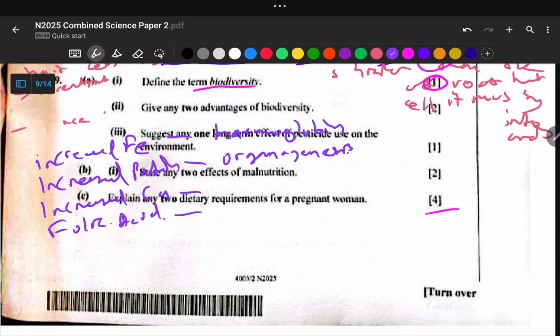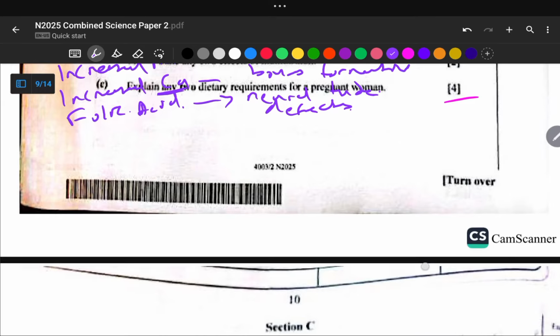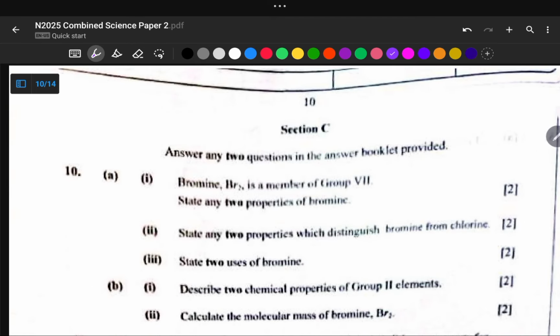And then we go on to the calcium. Calcium is required in the formation of bones. And then we have folic acid, which is required to prevent neural tube defects. This one I don't think is necessary for combined science. Neural tube, this is embryology from the anatomical point of view, right? And then we go on to the next part. So we are on section C of the paper, right?